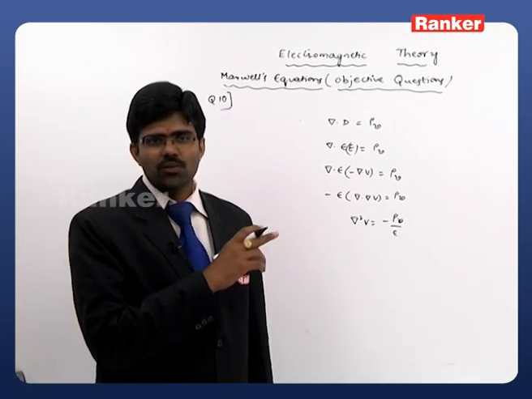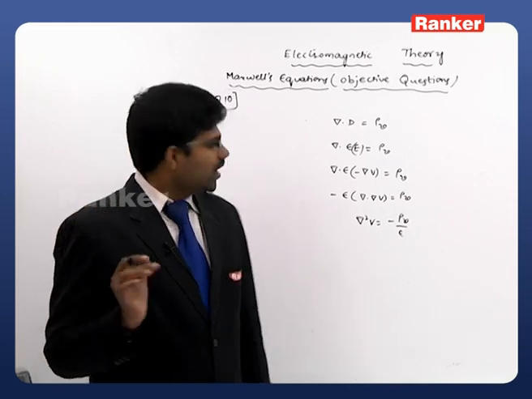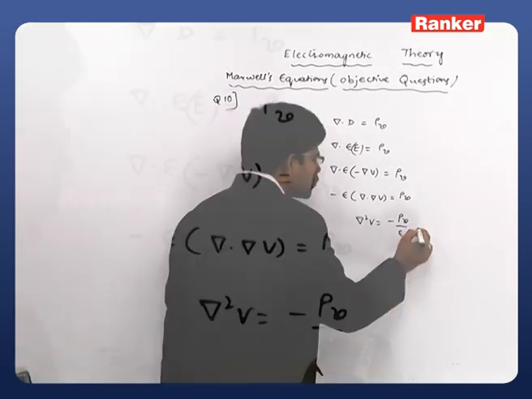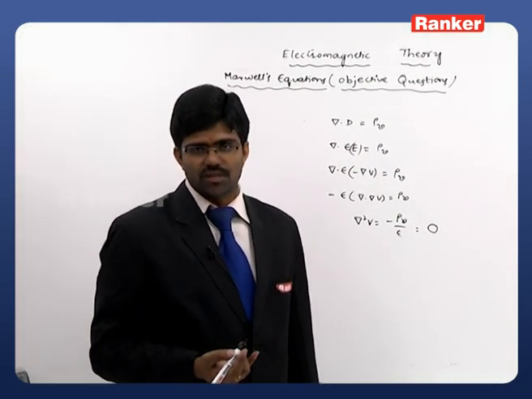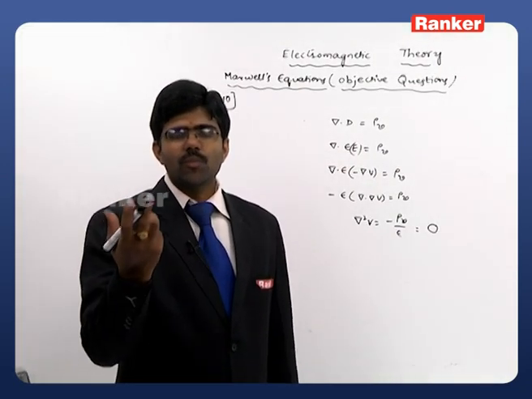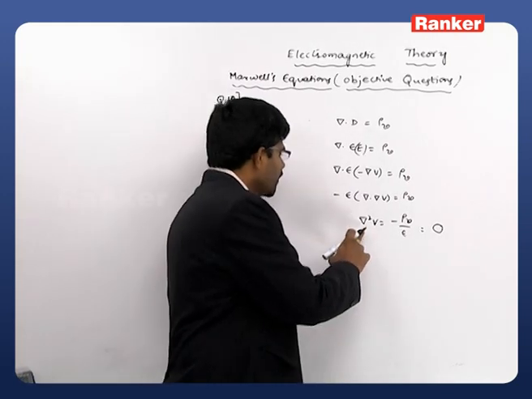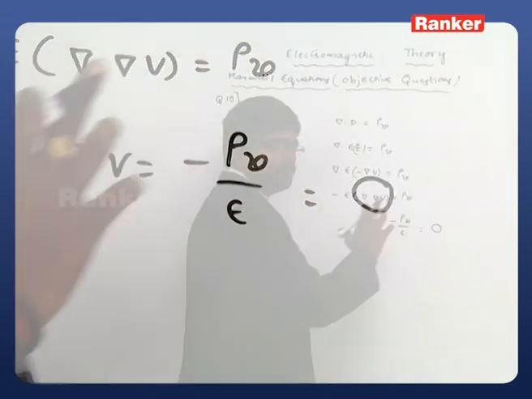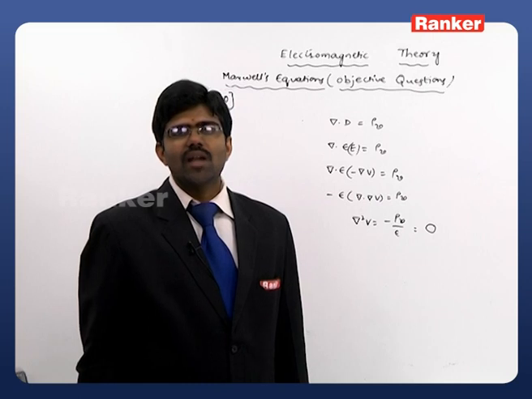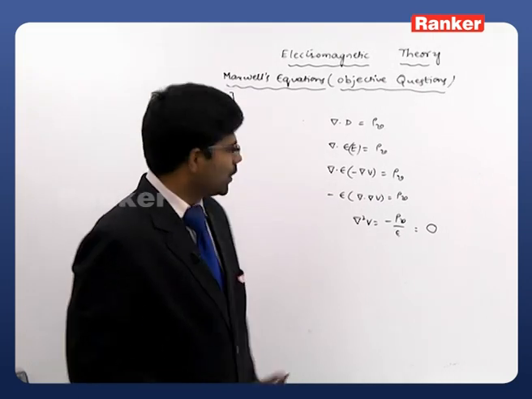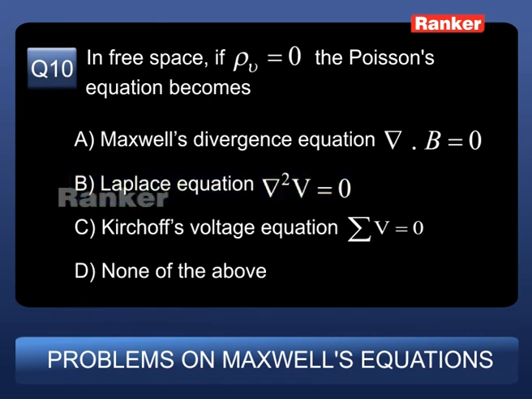Now this Poisson's equation can be written for free space and for a charge-free region. If it is charge free, that is rho V is equal to 0, simply del square V is equal to 0, and that is called the Laplace equation. So whenever we are modifying the Poisson's equation for charge-free and free space, clearly write down del square V is equal to 0. Option B describes this as the Laplace equation del square V is equal to 0. Therefore option B is the correct answer for this question.